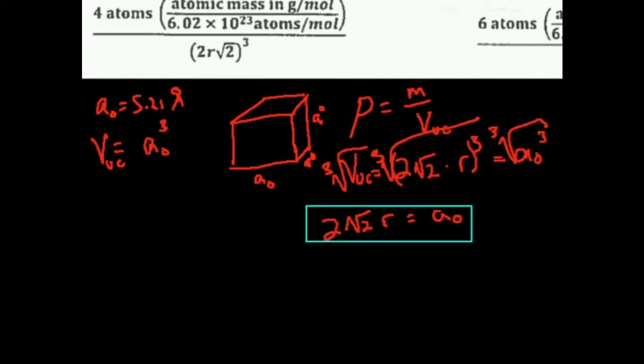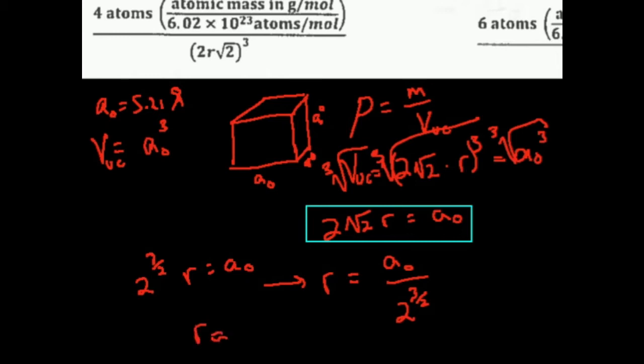All right, so let's go ahead and do that. Basically 2 square root of 2 is 2 to the 3/2 power, and that times r is equal to A naught. So r is going to be equal to A naught divided by 2 to the 3/2 power. I'm going to plug that in, and we know A naught is 5.21, and we divide that by the quantity 2 to the 3/2 power, or on a calculator, 2 to the 1.5 power. And I get that the radius r is approximately, let's round this to 1.84 angstroms. And that's a pretty reasonable radius.